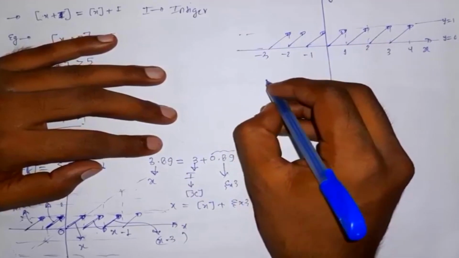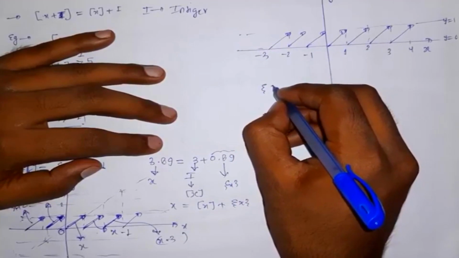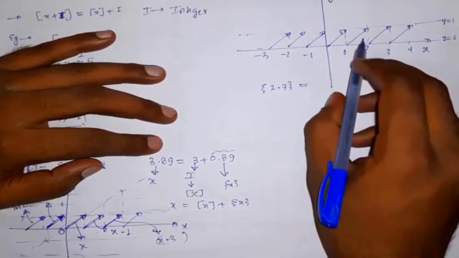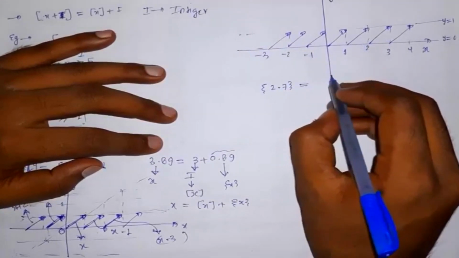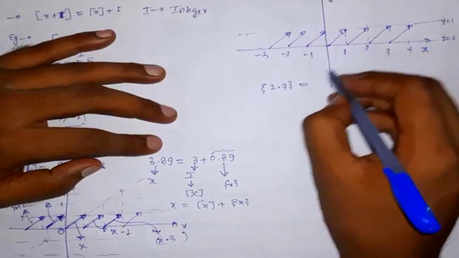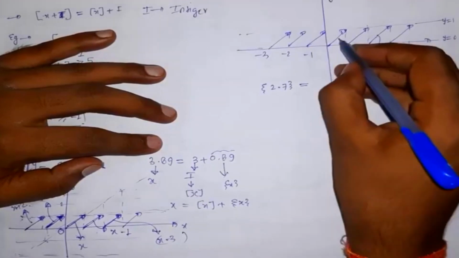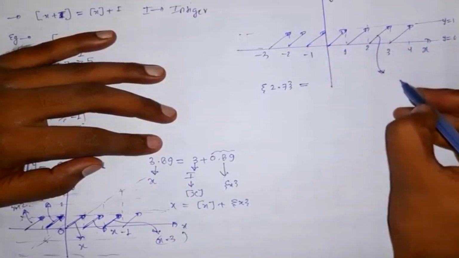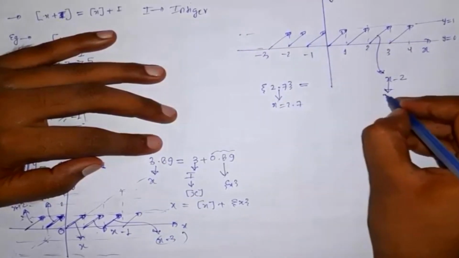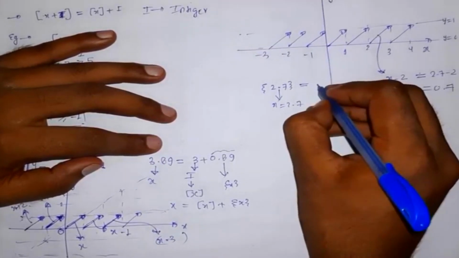Now we will see some examples. What will be the value of the fractional part of 2.7? 2.7 is lying in between this. What is the equation of this line? This is x minus 1, x minus 2. So here x equals 2.7, and 2.7 minus 2 equals 0.7.